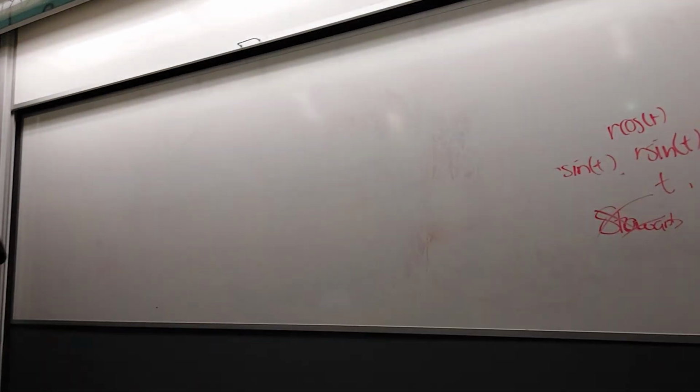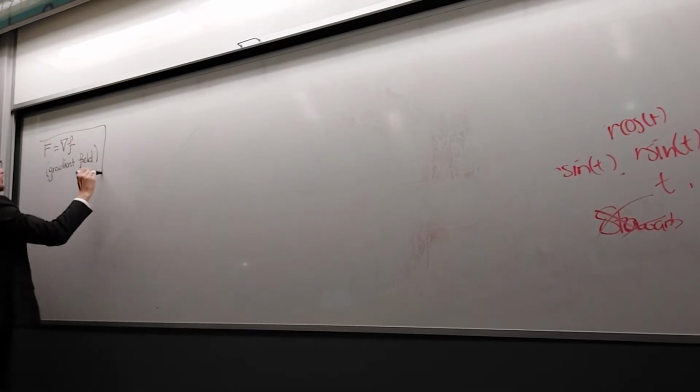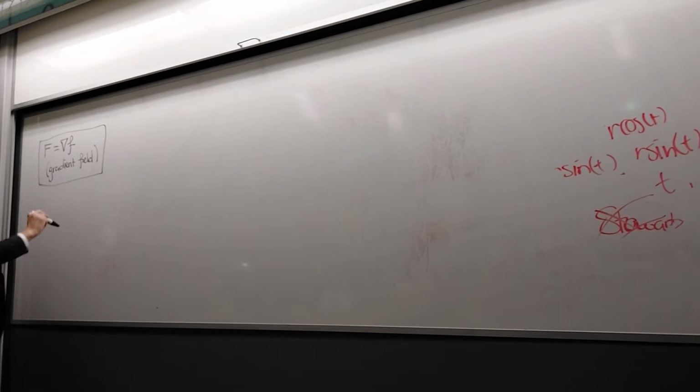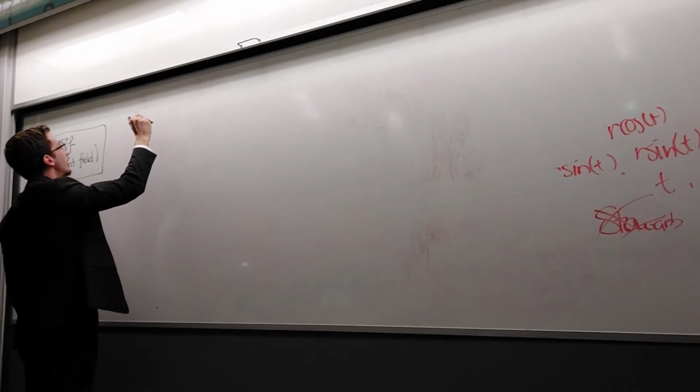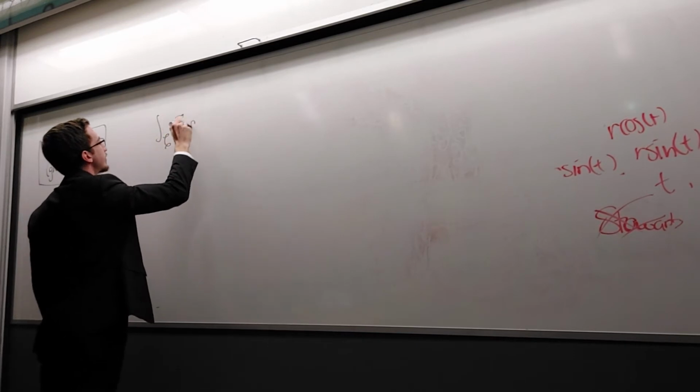So let's say, let me write this in a way that's convenient to understand. Okay, take F to be a gradient field. So I'll make that this way, one box. Let's make path independence.